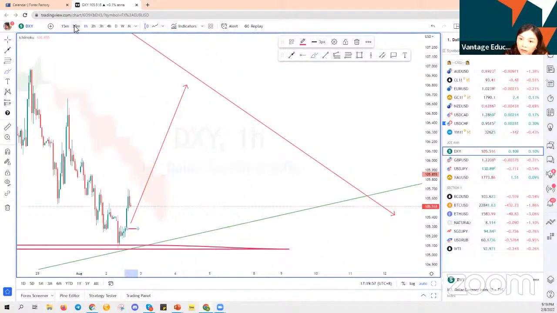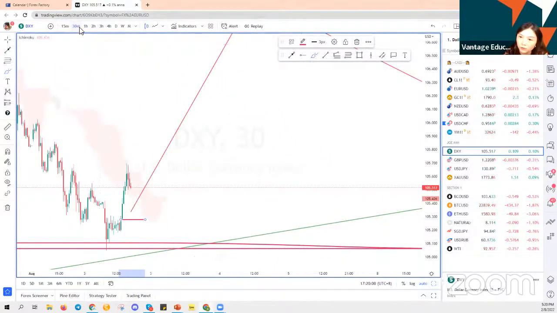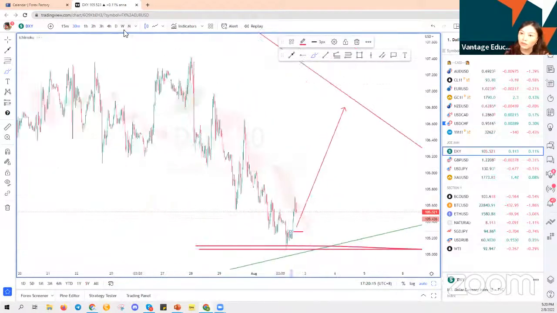Okay, let's zoom in again, 30 minutes. Yeah. So the smaller the time frame, the more accurately you can place a order, position order. Yeah, I will have put my order here or even here.